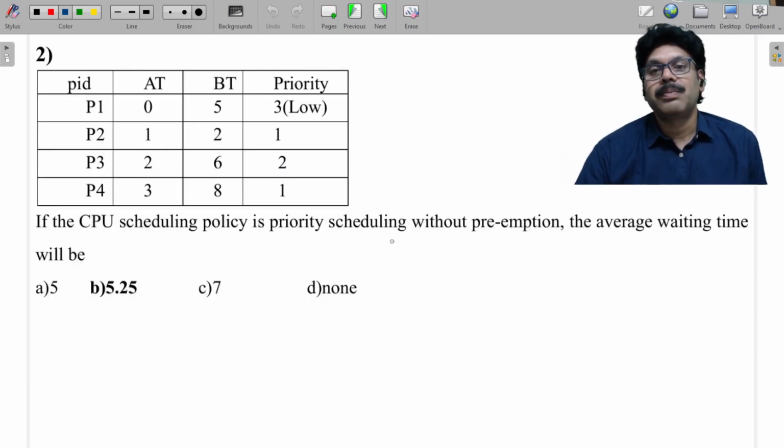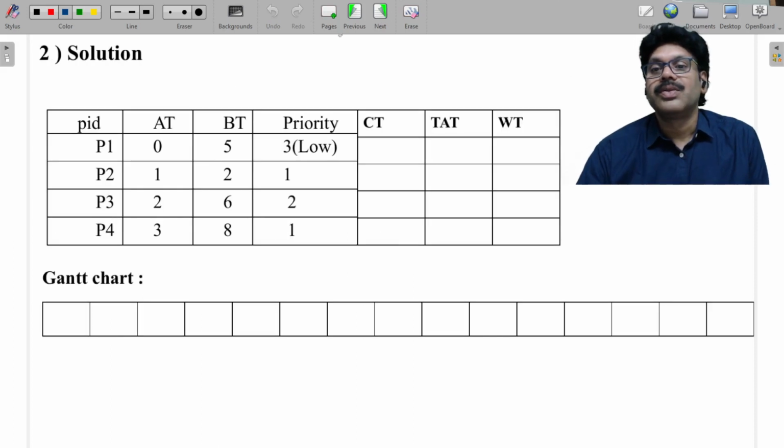This is based on priority. Priority without preemption. So very nice. Without preemption, no preemptions needed. So let us talk about priority without preemption. There are four processes P1, P2, P3, P4, arrival times 0, 1, 2, 3, burst times 5, 2, 6, 8.